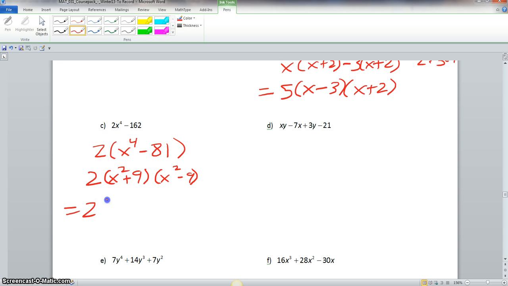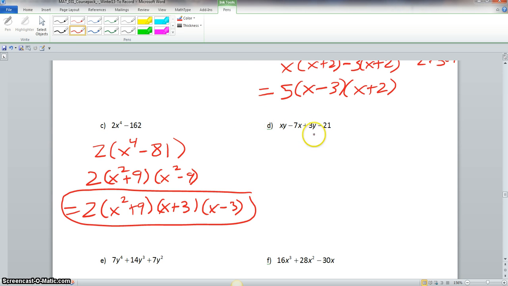So we have two parentheses, x squared plus 9, and then we will have to do two more parentheses. So the square root of x squared is x, and we know x will go in both parentheses. A plus in one and minus in the other. The square root of 9 is 3. And we're done.